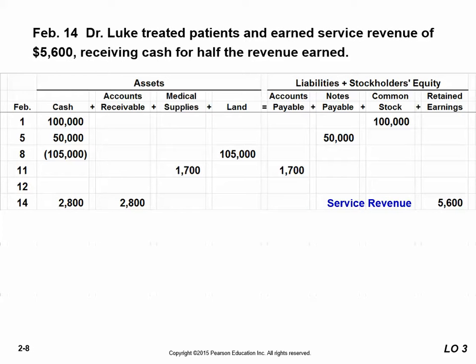On February 14th, Dr. Luke treated patients and earned service revenue of $5,600, which means that service revenue will cause equity to increase by $5,600. It also says that half of the $5,600 was cash, so cash increases by $2,800. The other half, or $2,800, will increase accounts receivable, amounts due to the business from patients.